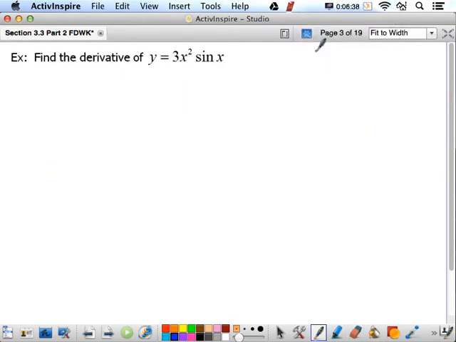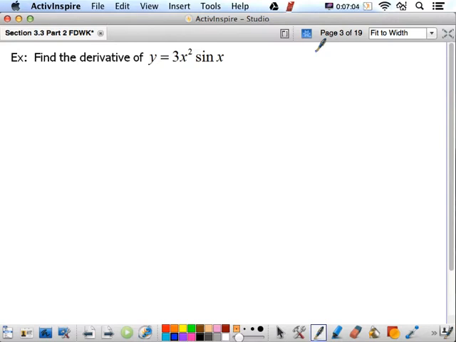For the next example, we want to find the derivative of y equals 3x squared times sine of x. Now this is a problem that you can't do without the product rule. Some things you have alternate methods and some you don't. This one you don't have an alternate method. If you have a variable function multiplied by a trig function, you are going to have to do the product rule or quotient rule with them, okay? There's no way, there's no distribution to be done.